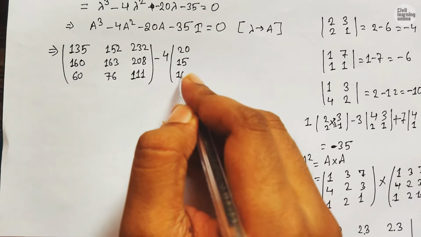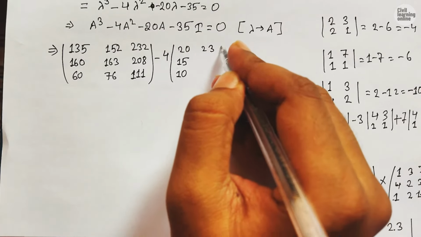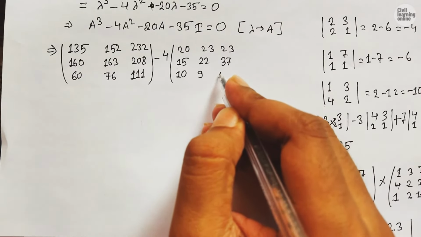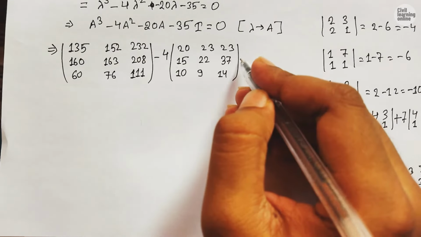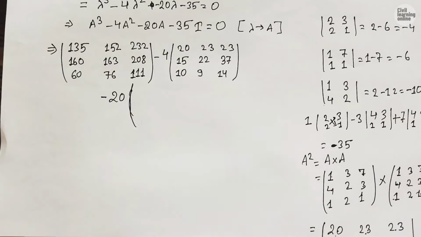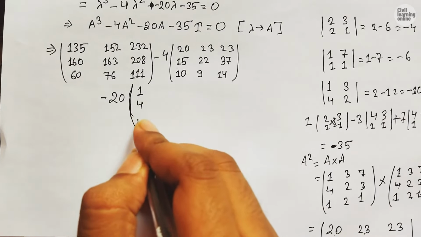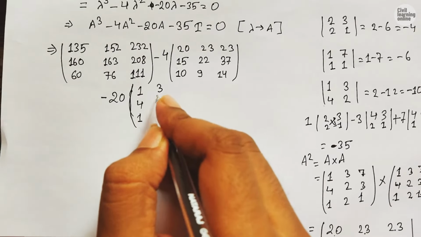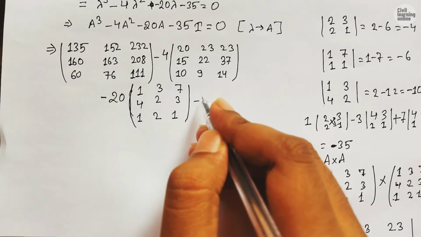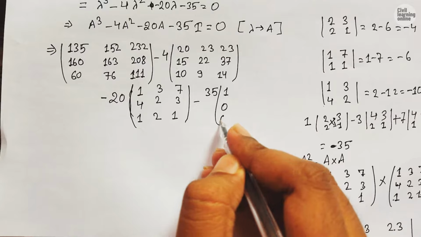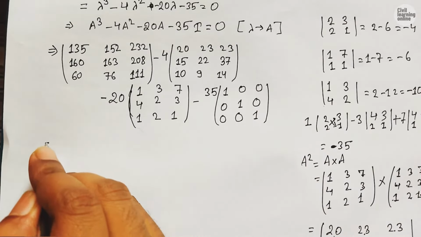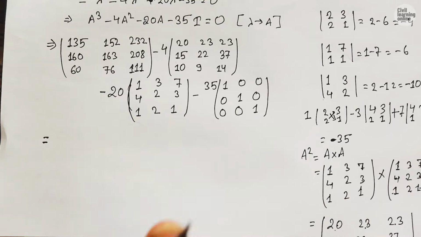15, 10, 23, 23, 22, 37, 9 and 14. Again, minus 20 times A, I am going to write it here, and matrix A is 1 4 1 3 2 2 7 3 1, minus 35 times 1 0 0 0 1 0 0 0 1, and on solving this, let me show you one and then see here.